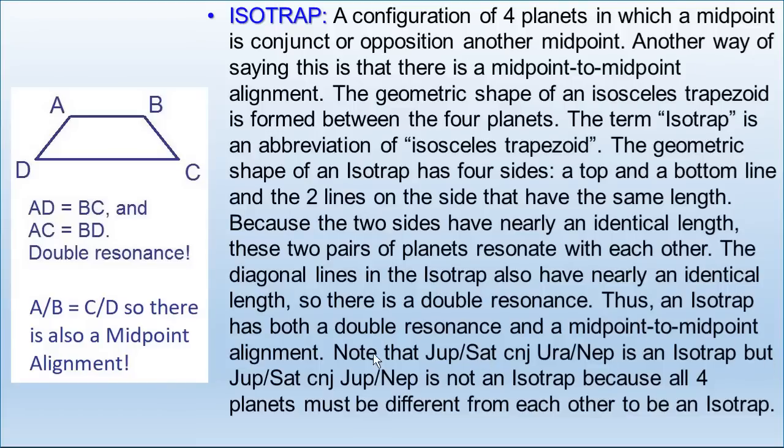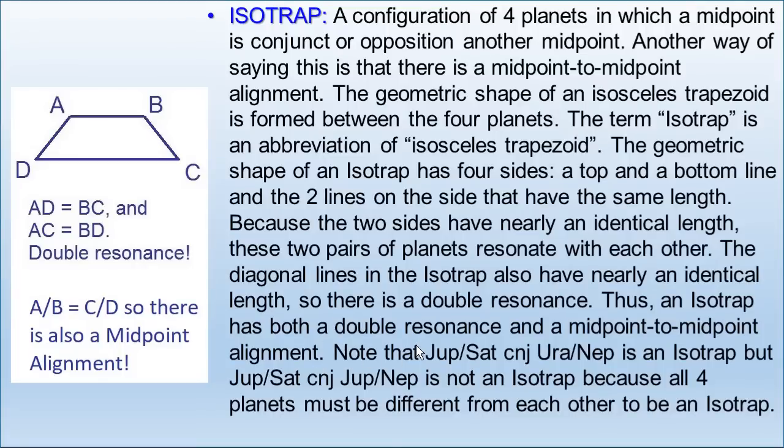Next question. Is Jupiter, Saturn midpoint conjunct Jupiter, Neptune midpoint an isotrap? It is not an isotrap, because we don't have 4 separate planets. We have Jupiter repeating twice. I mean, that's obvious, right?